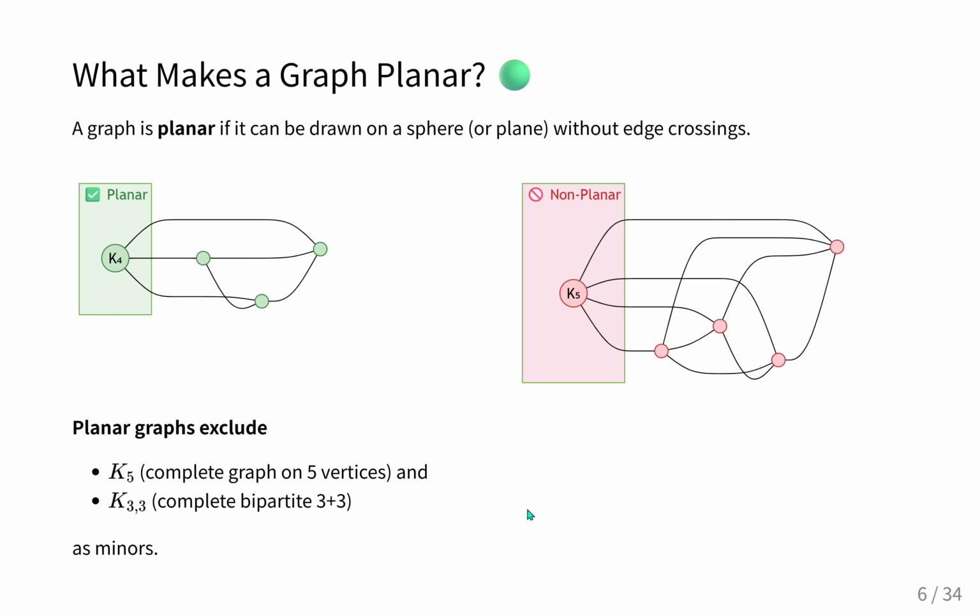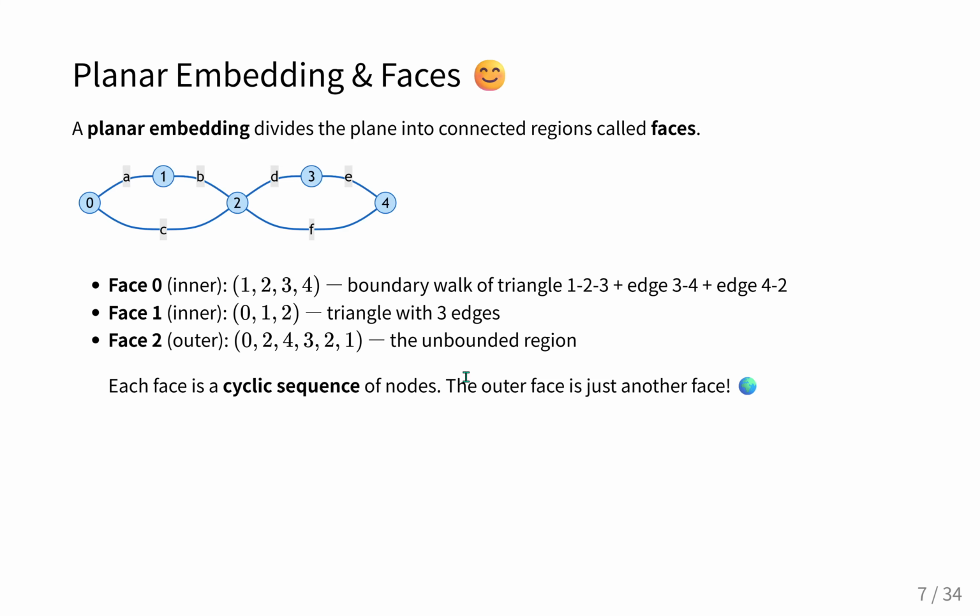But if your network passes that test, a really fascinating geometric property emerges. The drawing of the network divides the blank paper into distinct enclosed regions. We call these empty spaces faces.